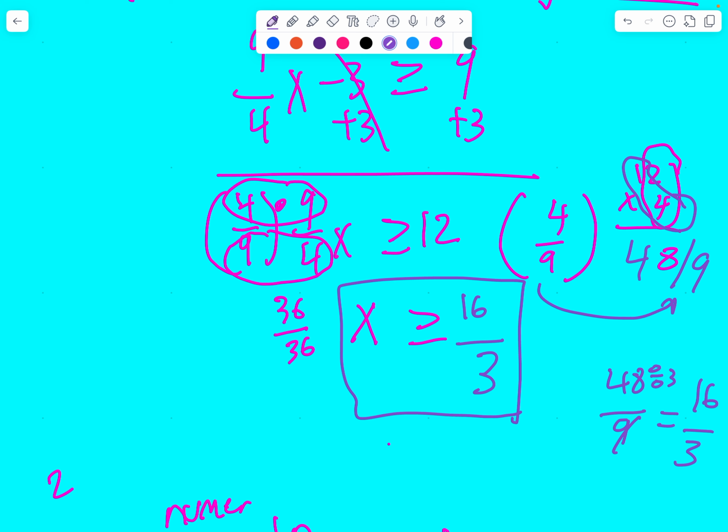You guys did great today. Multi-step inequalities look confusing at first, but once you treat them like equations, everything becomes straightforward.